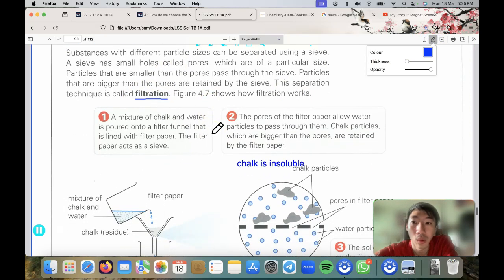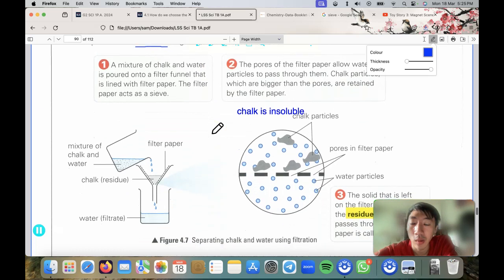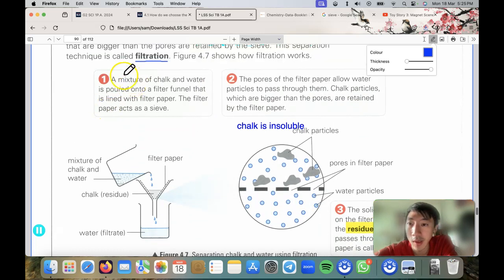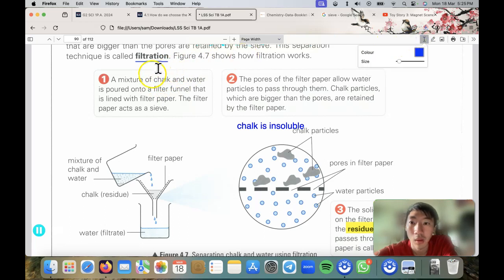Let's look at the steps for filtration. Firstly, I pour a mixture of chalk and water into a filter funnel that is lined with filter paper. The filter paper acts as a sieve. We see that the chalk is insoluble in water. Let's write it down. Insoluble chalk, and so it just stirs around.